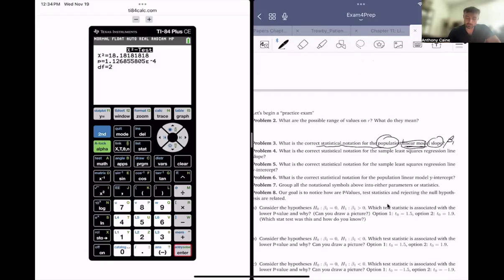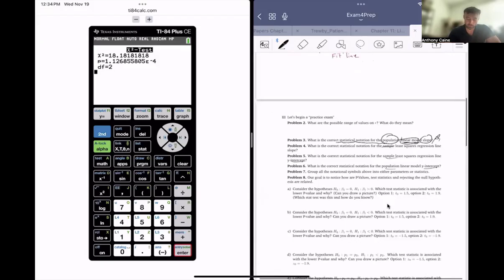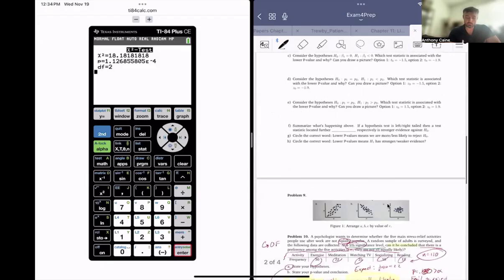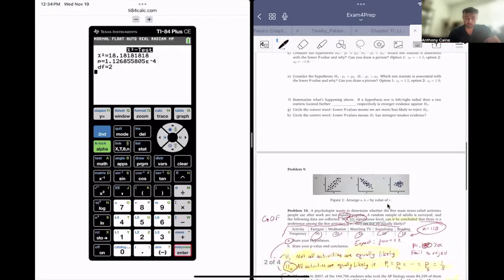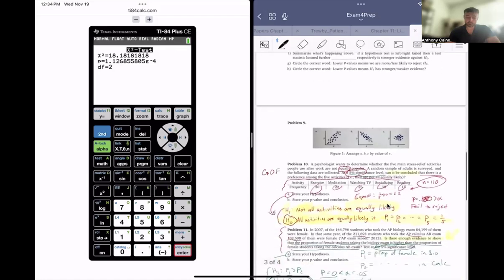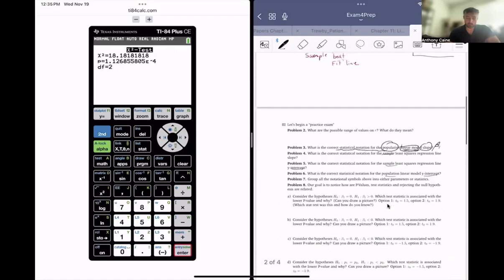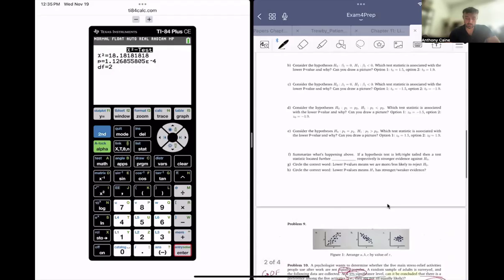Anyway, you can work through these. Some say sample, some say population, and then y-intercept versus slope. We'll come back to those kinds of things. We need to know what we're going to do here.